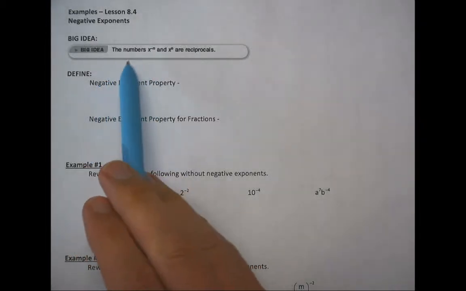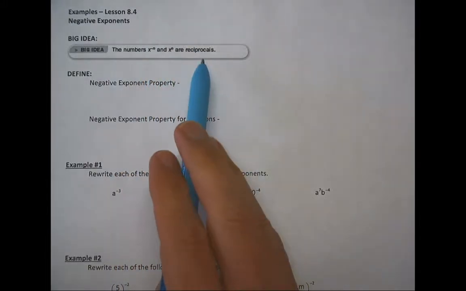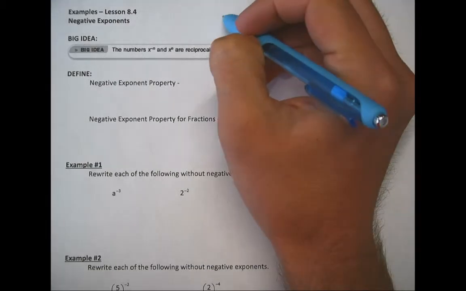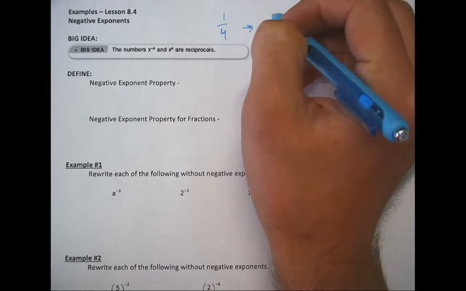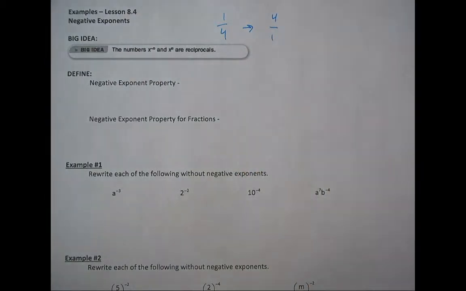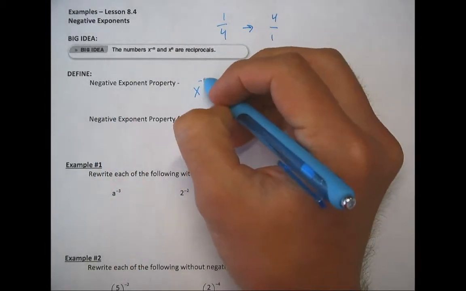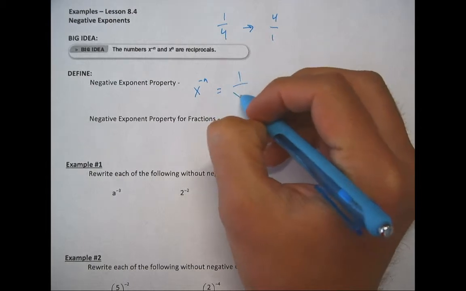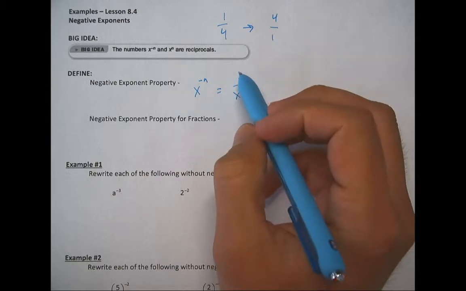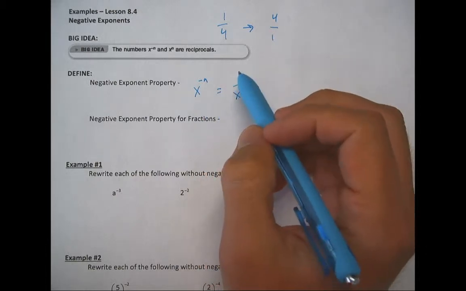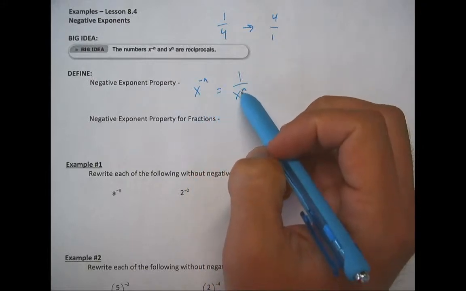We're allowed to do some of this manipulating because the numbers x to the negative n and x to the n are reciprocals. Just a reminder what reciprocals are. It's when you have a fraction like 1/4. The reciprocal is 4/1. They're not equal to each other. They are reciprocals. So the negative exponent property says x to the negative n equals 1/x to the n. Now this is really over 1, and so when you flip it, it's 1/x. So that's the reciprocal. Okay, so x to the negative n is equal to 1/x to the n.